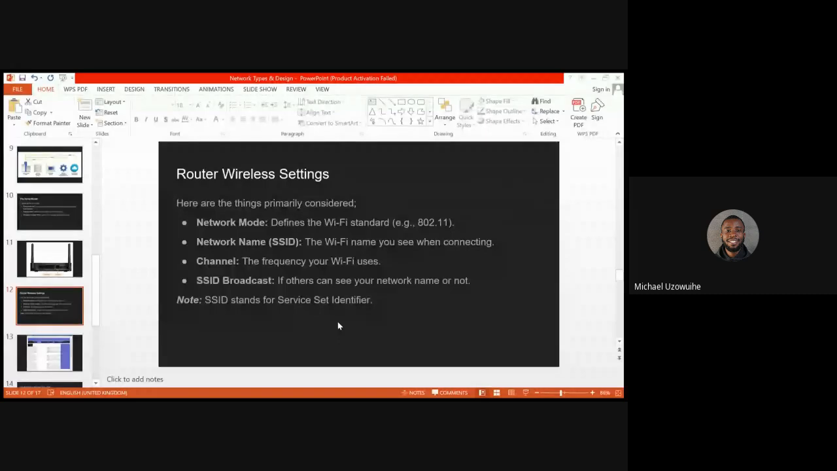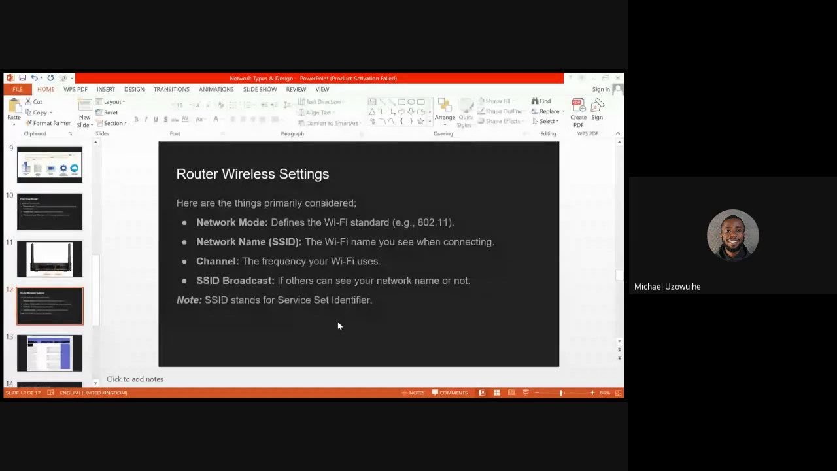So if I want my internet to be faster on my laptop, I will change this frequency channel band to 5.0, because most devices use 2.4, which means there will be a lot of traffic on the 2.4 gigahertz channel. Since few devices use 5.0, my laptop internet connection speed will be faster. So that's the channel.